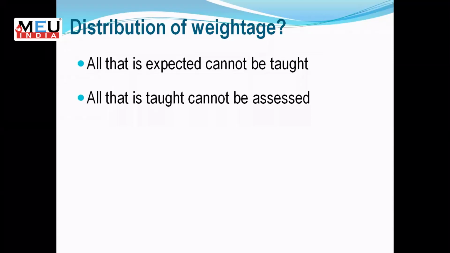All that is expected cannot be taught, and all that is taught cannot be assessed. That means across the period of one year, we teach so many things to the students, and not everything we teach is assessed. And vice versa, many a time we feel that what we assess has not been taught, retrospectively. So the distribution of the weightage of different contents, the distribution of the marks across the assessment, plays a major role in attaining the expected outcome out of the assessment.